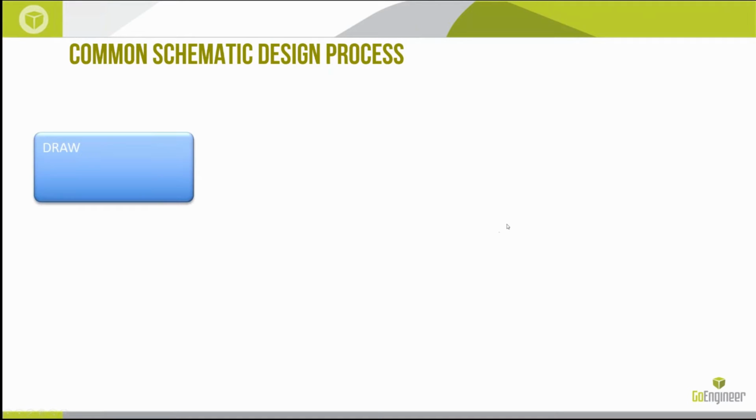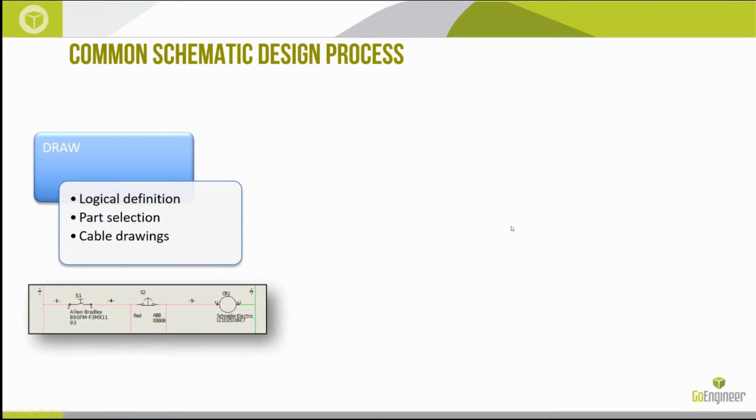And here it is. You basically have a drawing stage. So this is where you do the logical definition. So we've got a switch over here. In this little example, we've got a switch and an e-stop and a relay. And then you do the part selection. You say, for this switch, we're going to use this part number. For that e-stop, we're going to use that part number. And then you do what they call the cable drawing, but basically it's the interconnect between all these components.